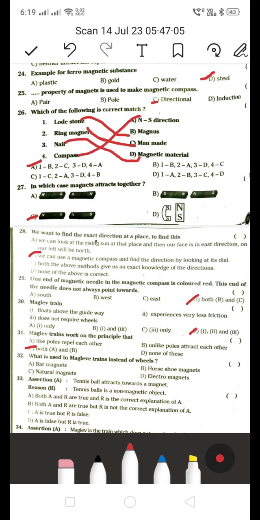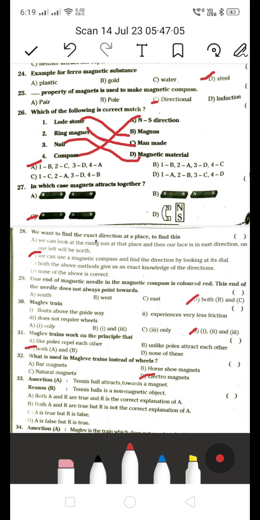What is used in maglev trains instead of wheels? A, a bar magnet, or B, a horseshoe magnet, or C, natural magnet, or D, electromagnets. In this maglev train, instead of wheels, they use the electromagnet. This is the right answer.